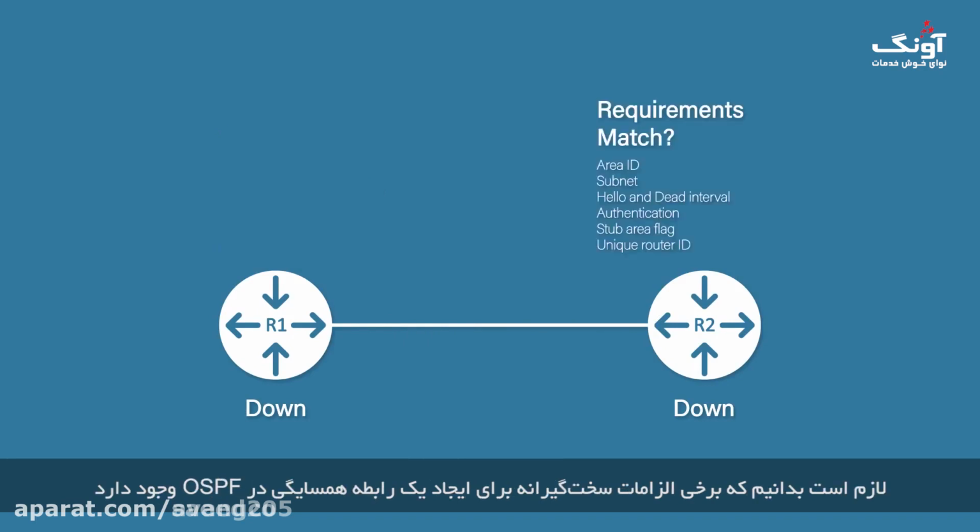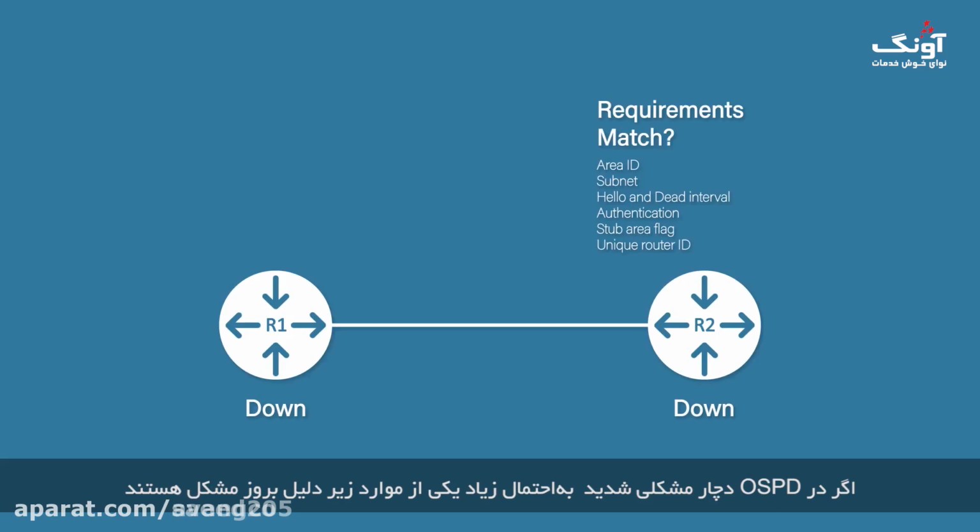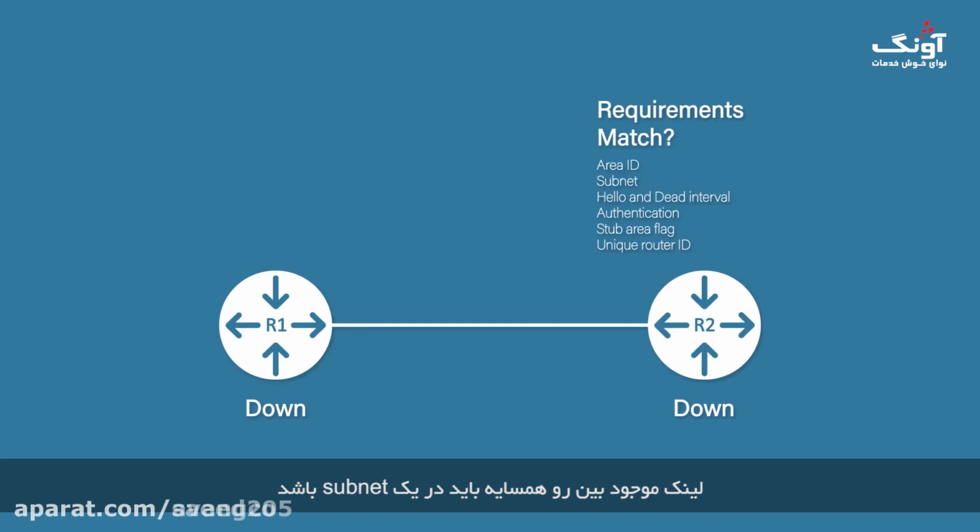It's important to note here that there are some very strict requirements that need to be met when OSPF forms neighbor relationships. If you run into problems with OSPF, it's highly likely that the problem will be with one of these. The area ID needs to be the same. This is used when scaling up OSPF and will be covered in another video. The connecting links between the two routers must be on the same subnet. The hello and dead timers must be the same.